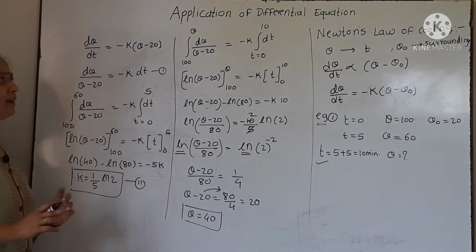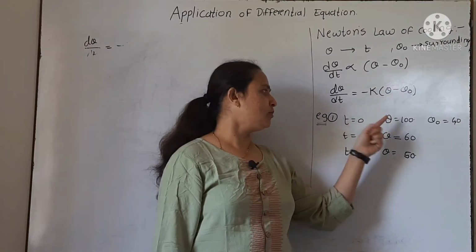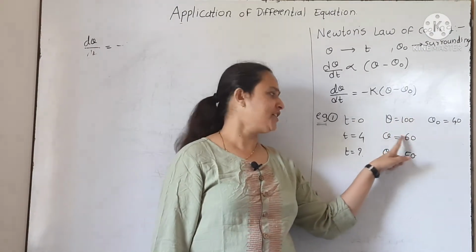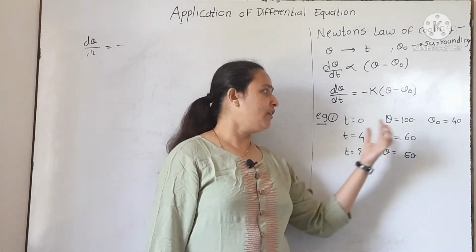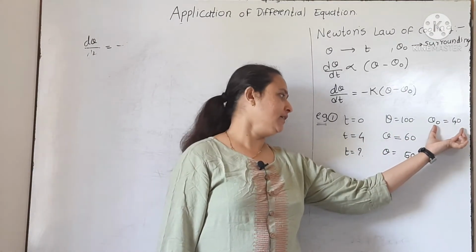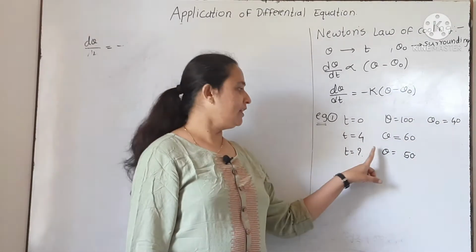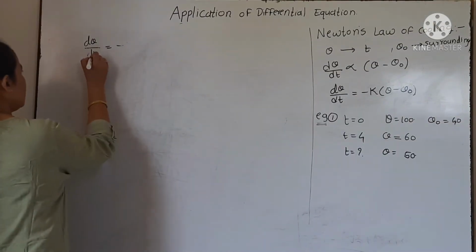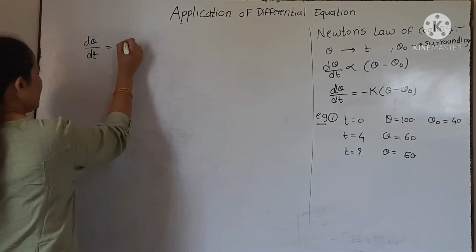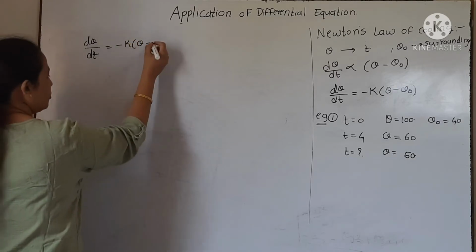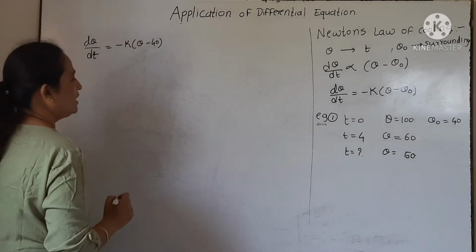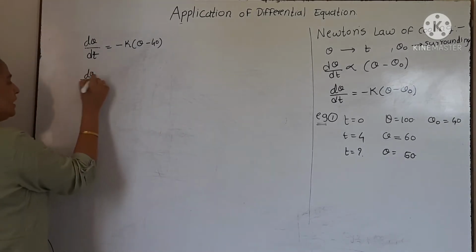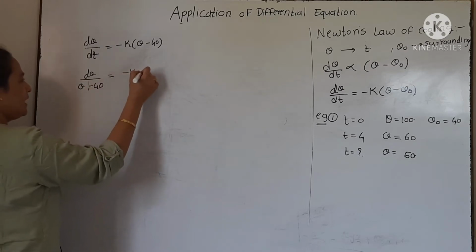Like this, we'll solve examples of Newton's law of cooling. We'll take one more example. The temperature of the body drops from 100 to 60 degrees Celsius in 4 minutes, where the temperature of the surroundings is 40 degrees Celsius. We want the time when the temperature of the body is 50 degrees Celsius. Again, if I consider Newton's law of cooling, d theta by dt equal to minus k (theta minus theta 0). Theta 0 is the temperature of the surroundings, so it is theta minus 40. You will get d theta by (theta minus 40) equal to minus k dt.